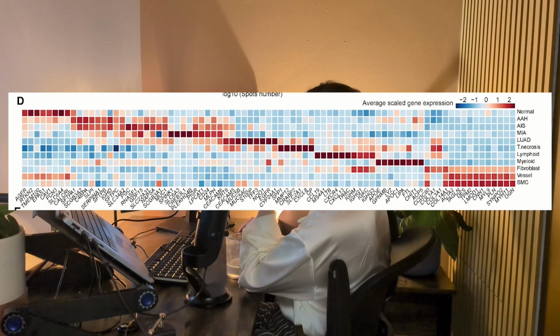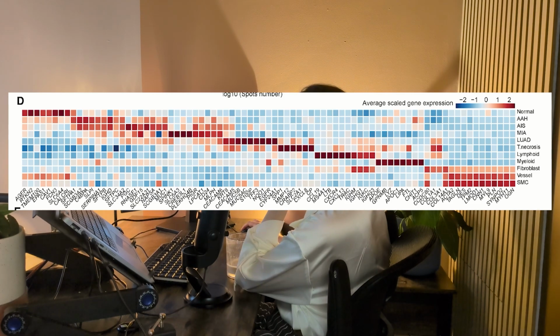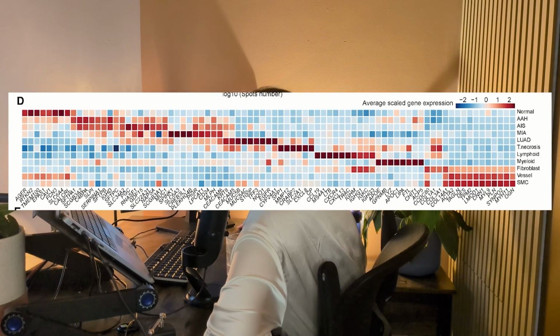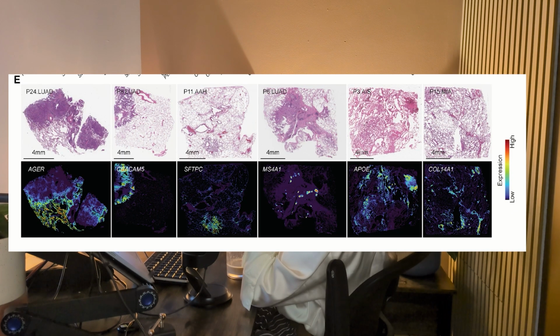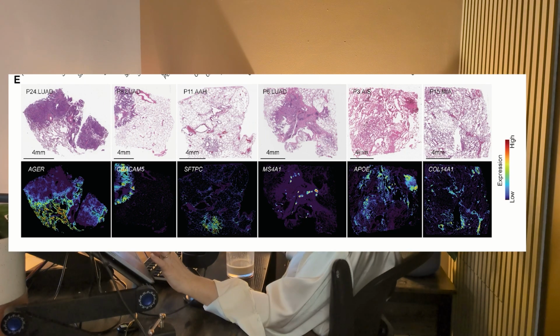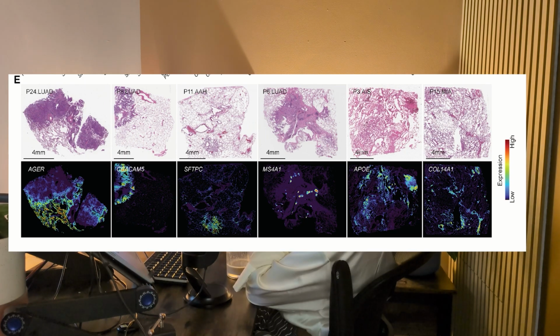This heat map really illustrates the continuum the paper emphasizes, not a stepwise jump, but a progressive drift from alveolar identity towards tumour-associated metaprograms. The final panel, figure 1e, overlays marker genes directly onto H&E images at superpixel resolution.